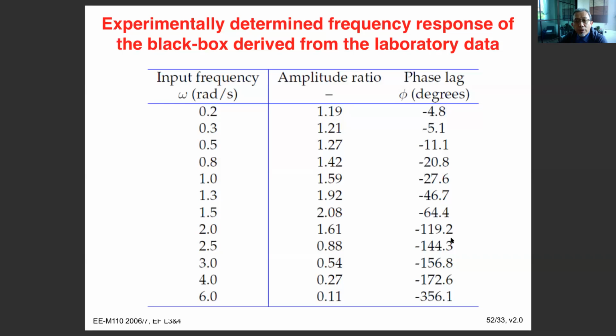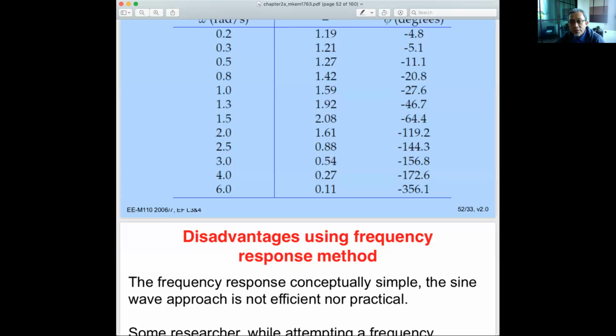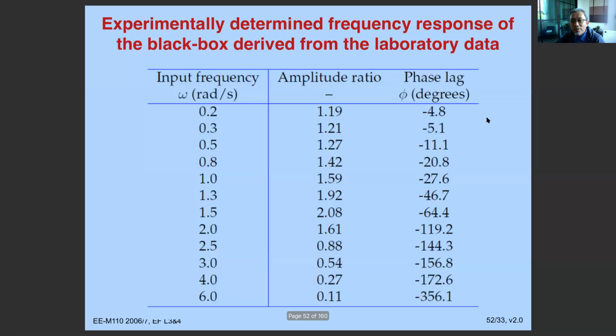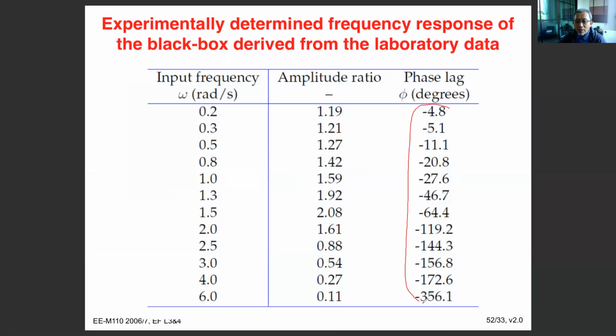Okay, so come back to the slides. Now, if you see that all our data here, the phase shift is negative. So meaning that the input signal is leading the output signal. That's why the phase shift is negative.